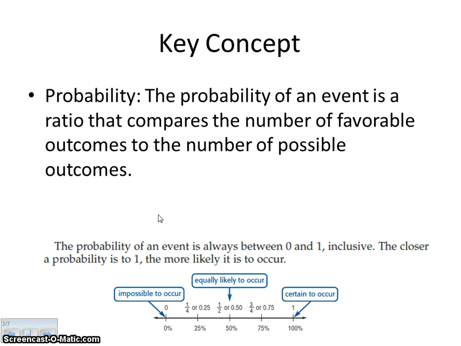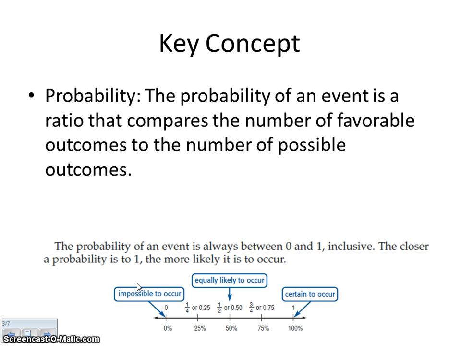Alright, and then here is the key concept for the day, and this is probability. So go ahead and get all of this down, including this down here, and pause me and replay me when you are finished.